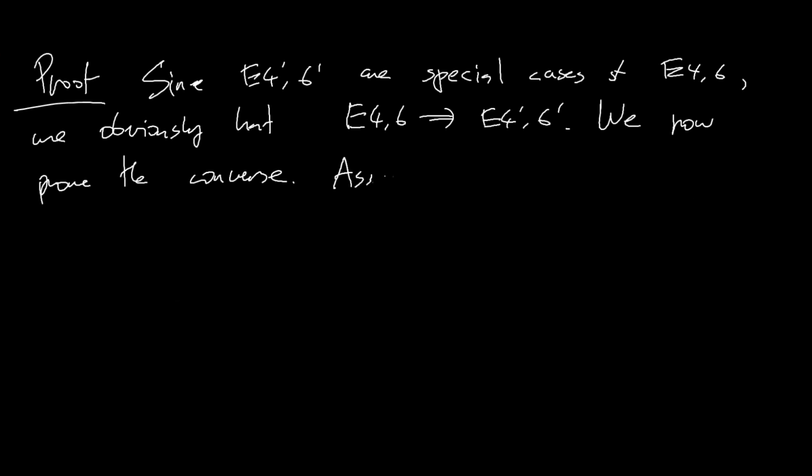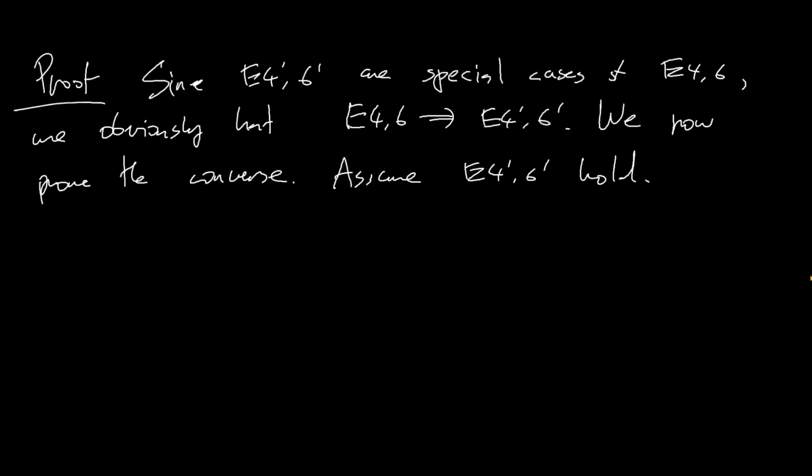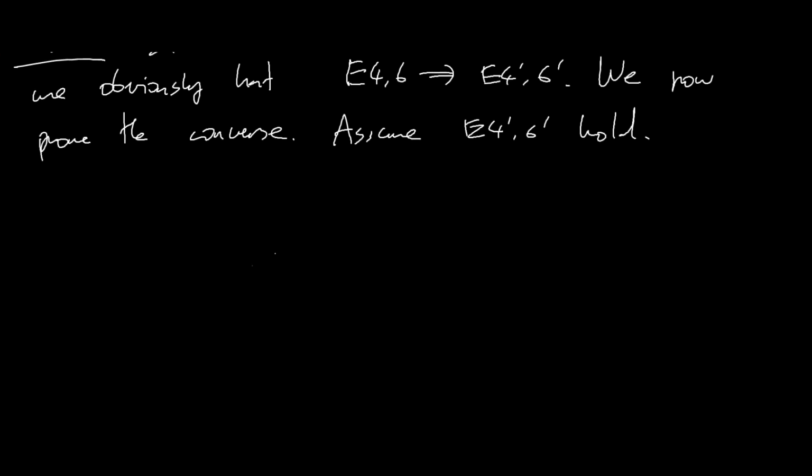So we assume that E4 prime and E6 prime hold. And let's first establish, which one shall we establish first? Let's establish first the congruence property. So the picture for the congruence property is that I have a certain path, right? Do I want to establish the congruence property first? Let me think about it.